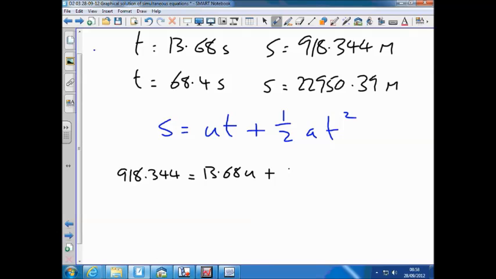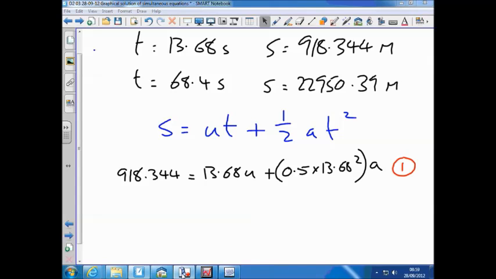Well, we know T, so 0.5 times T squared, which is 13.68 squared. So that's a little calculation I've got to do, and then that's times by A. So that is the first equation. We've used the information from the experiment, the first set of information, to set up an equation by replacing S and T with the values that we know.